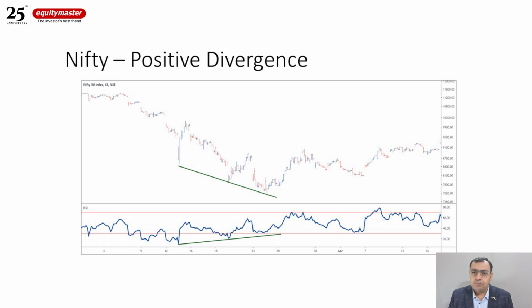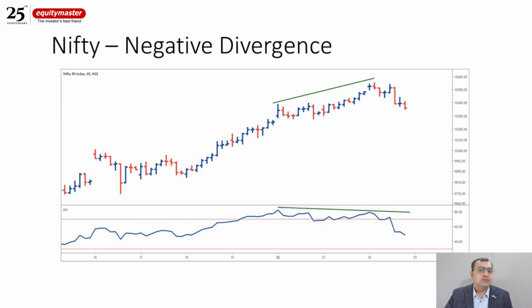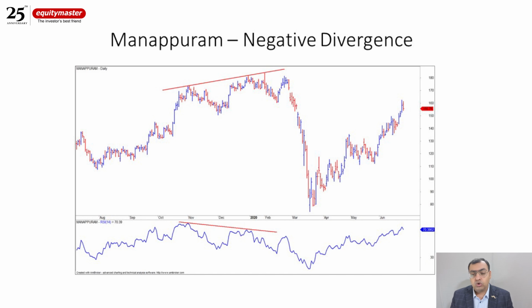So there are some examples. Look at this Nifty. Prices tend to go to lower lows, RSI tends to go to higher lows. Again a triple divergence over here. Nifty negative divergence, prices forming higher highs, RSI forming lower highs, and prices corrected. Manappuram stock, prices form a higher high, a divergence on the negative side.